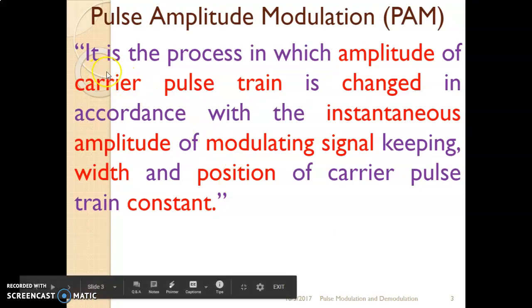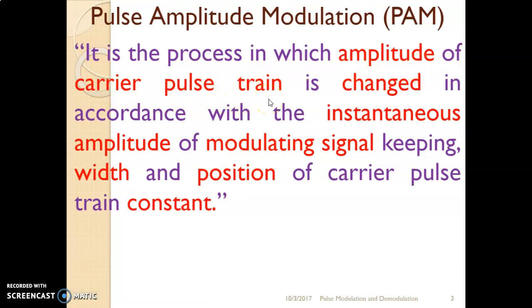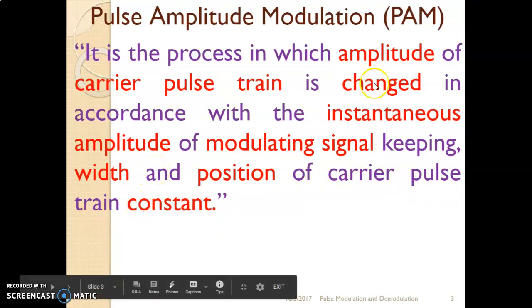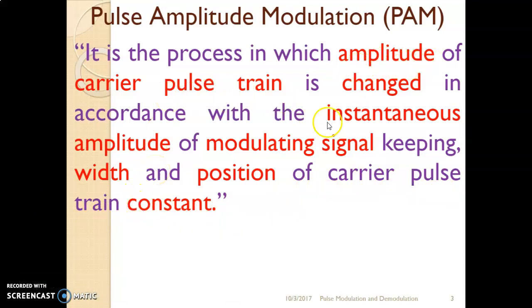So we will begin first with pulse amplitude modulation. The definition is: it is the process in which the amplitude of the carrier pulse train is changed in accordance with the instantaneous amplitude of the modulating signal, keeping the width and position of the carrier pulse train constant. So in pulse amplitude modulation, we change the amplitude of the carrier pulse in accordance with the instantaneous amplitude of the modulating signal, keeping the other two characteristics, width and position, constant. This is the definition of PAM.